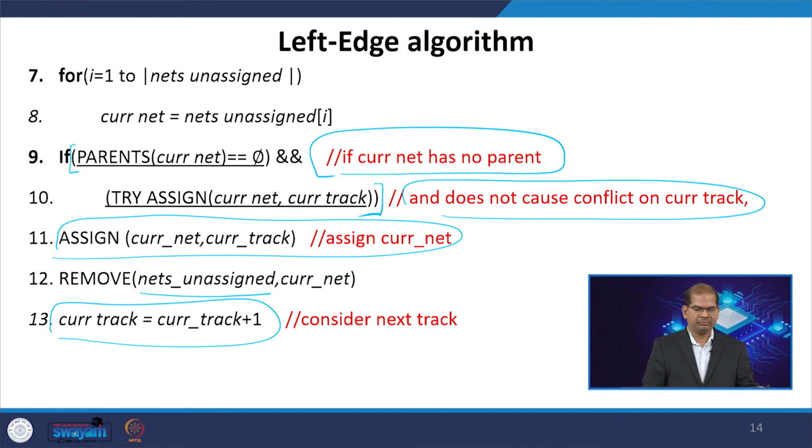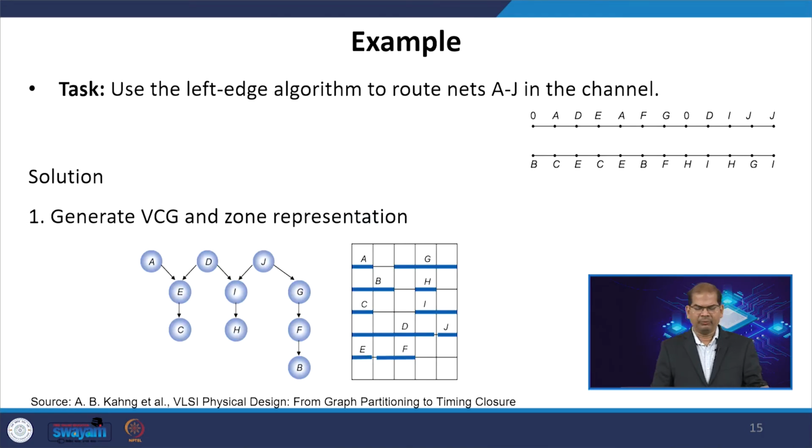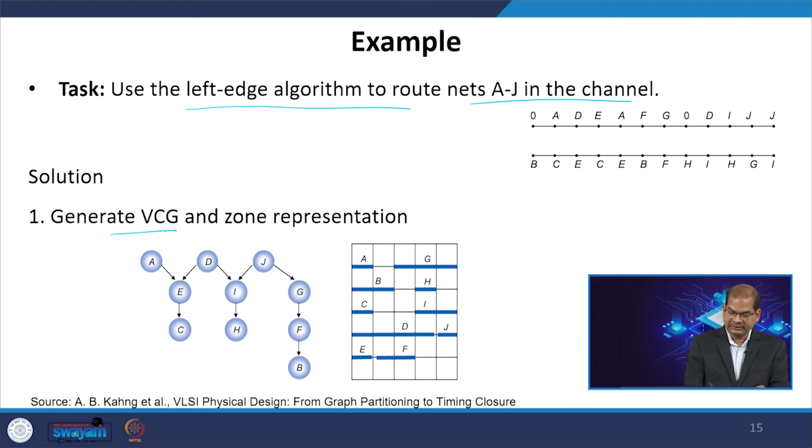We will come back to this algorithm again after discussing one example. Here we have a left edge algorithm to route the nets A to J in this channel. This channel is given. The first step is to generate the VCG, vertical constraint graph, and the zones. I will give you some example of how this graph is drawn, but I will not draw the graph completely. For example, you can see you have an edge from A to C and also E to C.